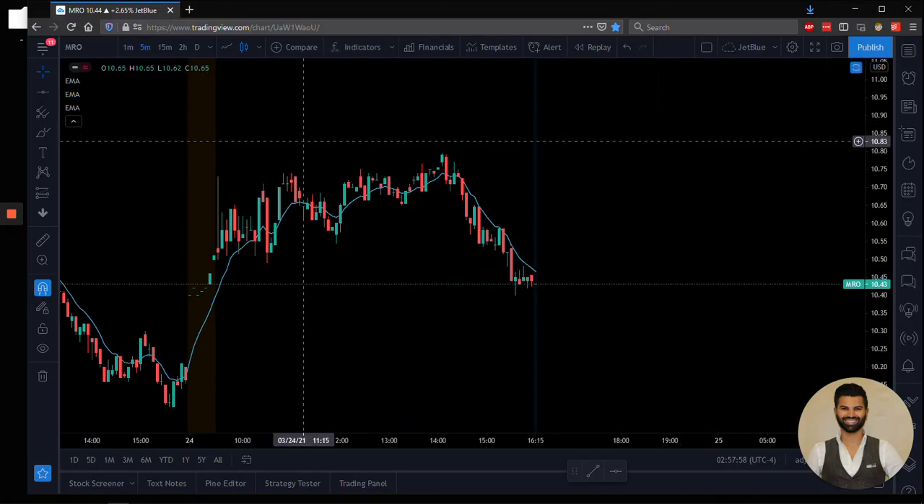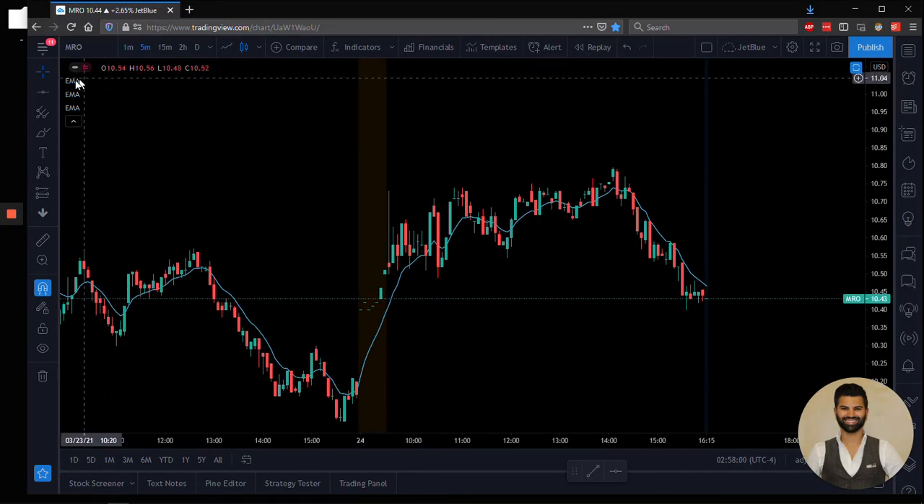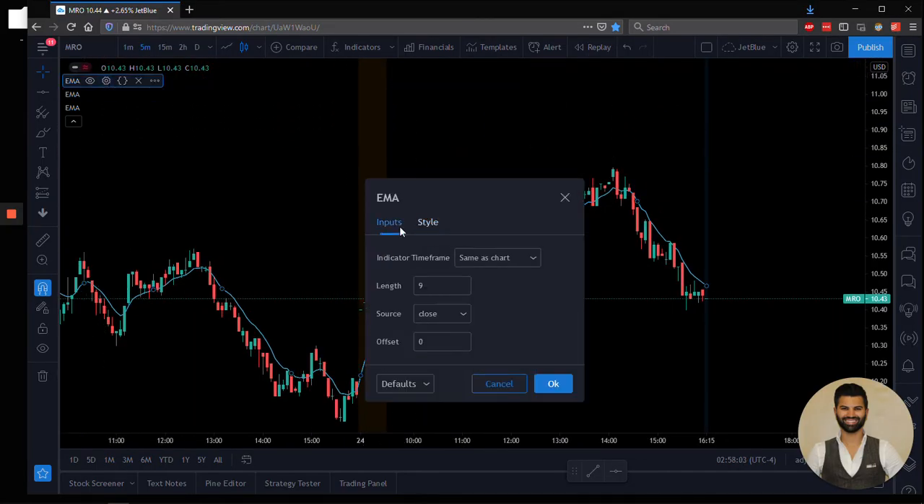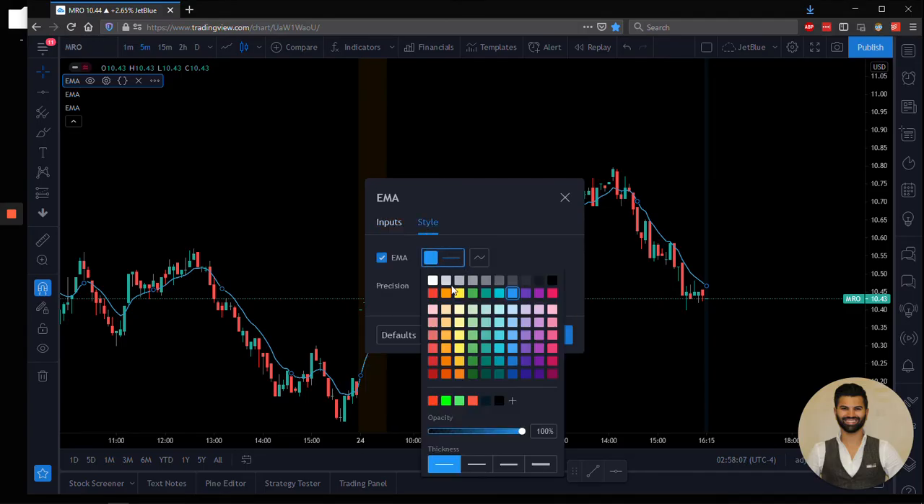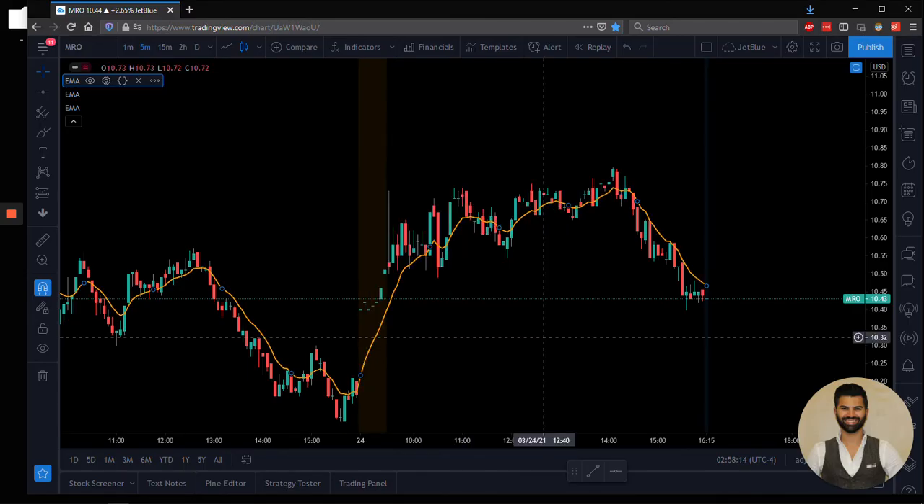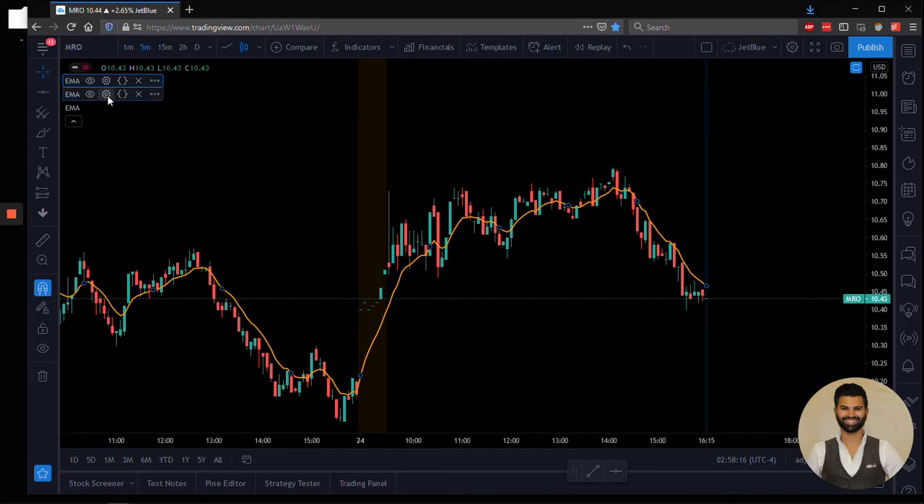All right. So now what you want to do is go here. Let's go to the first one. It's already 9, so we are good to go. The color I use for my EMA is this orange right here. Thickness, second. Okay, done. Let's go to the next one.